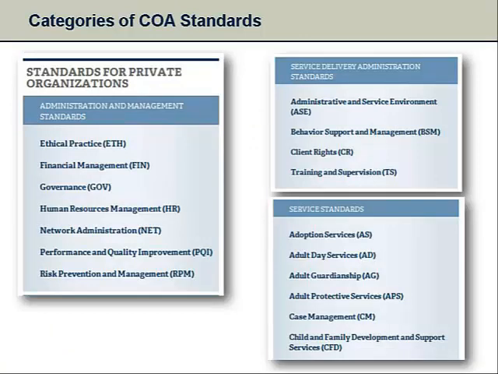So you'll see on the left under administration and management standards, we have standards about ethical practices that might include conflict of interest issues and ethical fundraising practices, other professional practices. We have a section on financial management and governance, which addresses issues related to the board and board functioning as well as executive functioning. And you can see as you go down what the major categories of standards are. Every one of these categories is broken up into several subcategories.